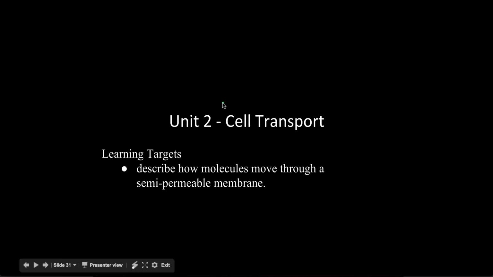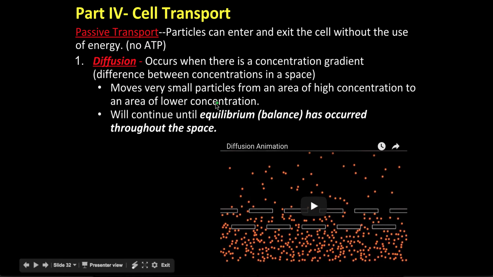Hey guys, today's learning target and lesson is going to be all about how stuff gets in and out of the cell. So how do molecules move through a semi-permeable membrane? How do we get things in and out of the cell and transport them around? So to begin with, we'll talk about two major categories. There's passive transport and active transport.